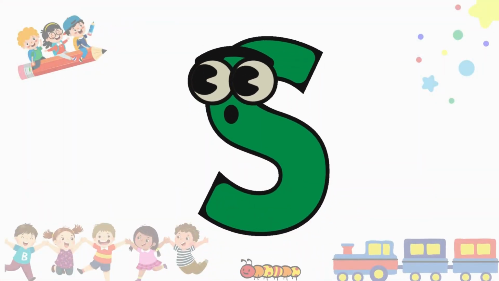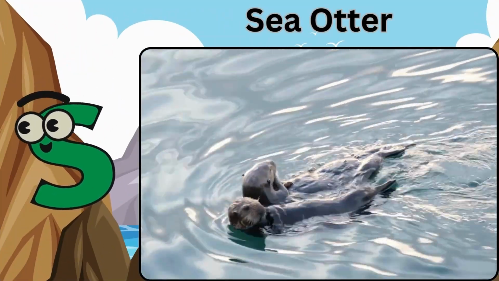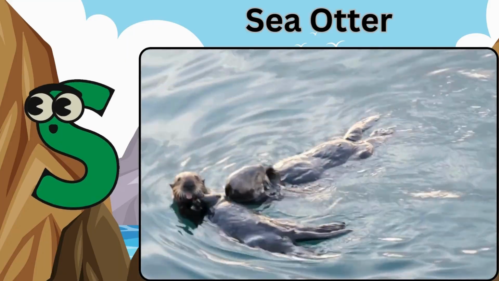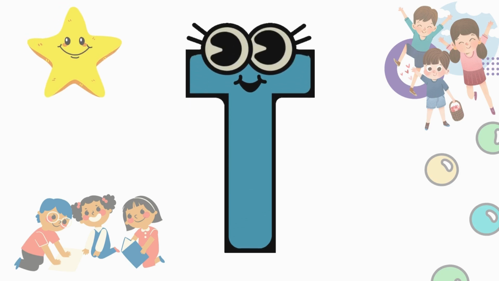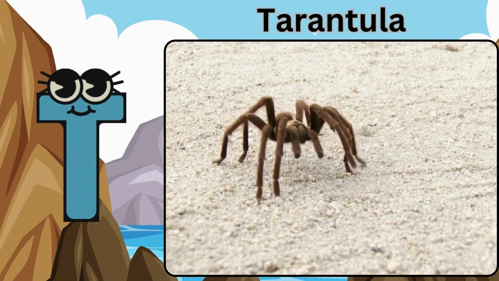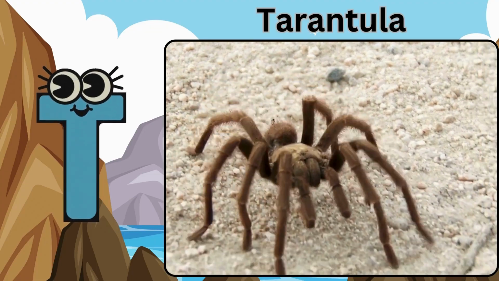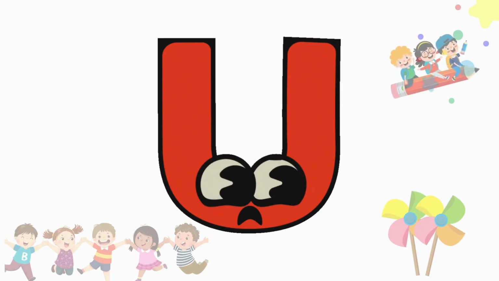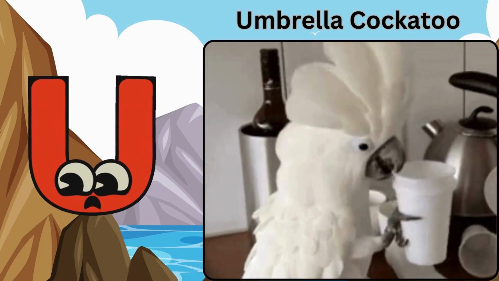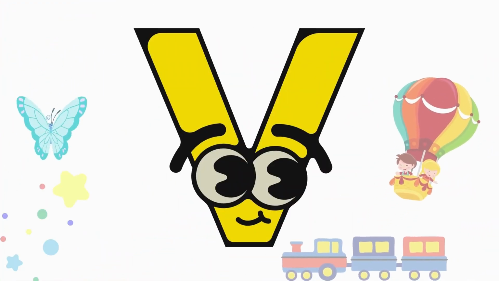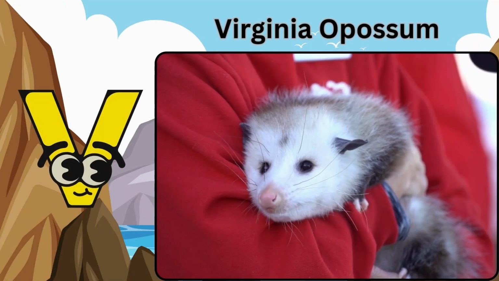S. S for sea otter. T. T for tarantula. U. U for umbrella cockatoo. V. V for Virginia opossum.